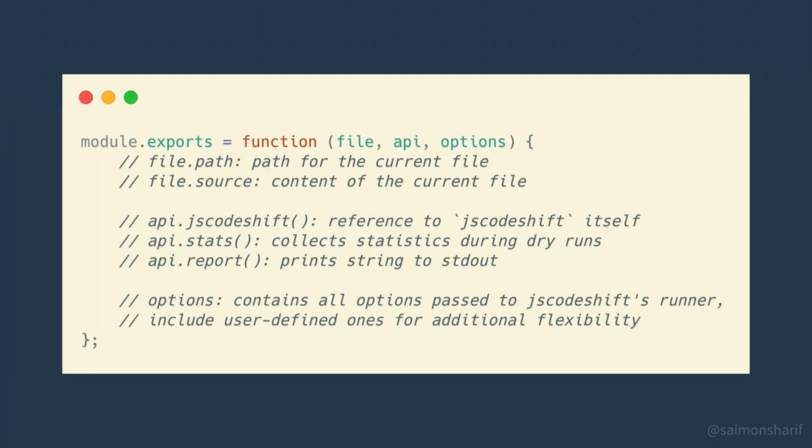So looking at the parameters of this function, we have 3 up there. The first parameter, file, actually gives us access to the file we're changing. It gives us the file's path and the source, all that good stuff. This is the file that we're changing programmatically, or we're refactoring programmatically. The second argument has aliases to JS CodeShift itself. So it allows us to collect statistics, generate reports, all that good stuff. And the last argument is an object that contains all the options that were passed to the JS CodeShift command. So this includes any user-defined ones, so our code mods can be extremely flexible depending on the changes that we want to make.